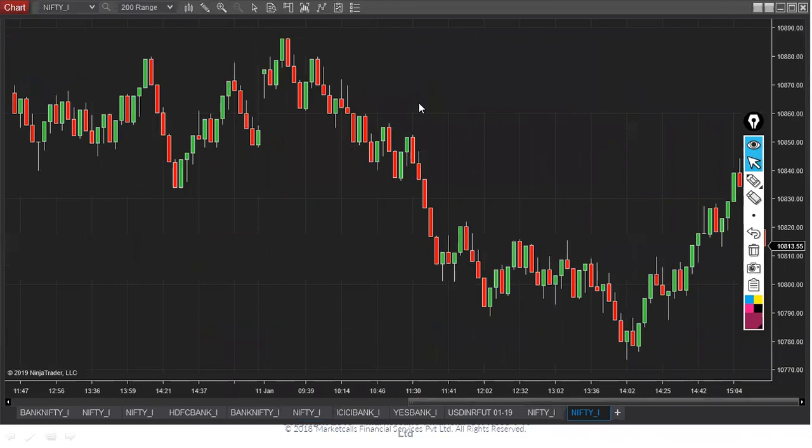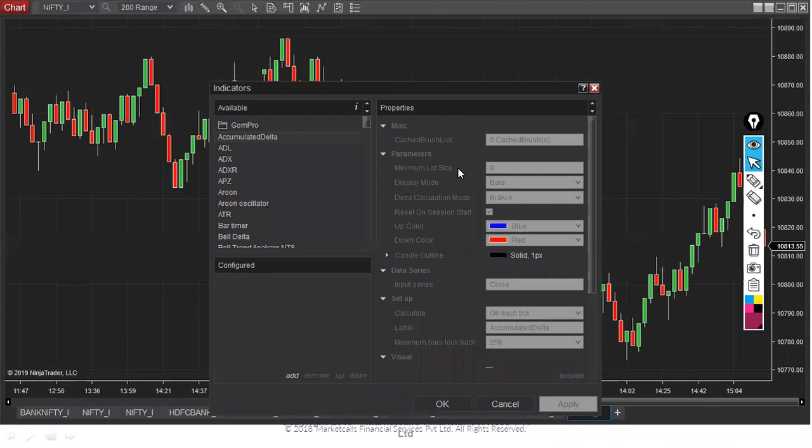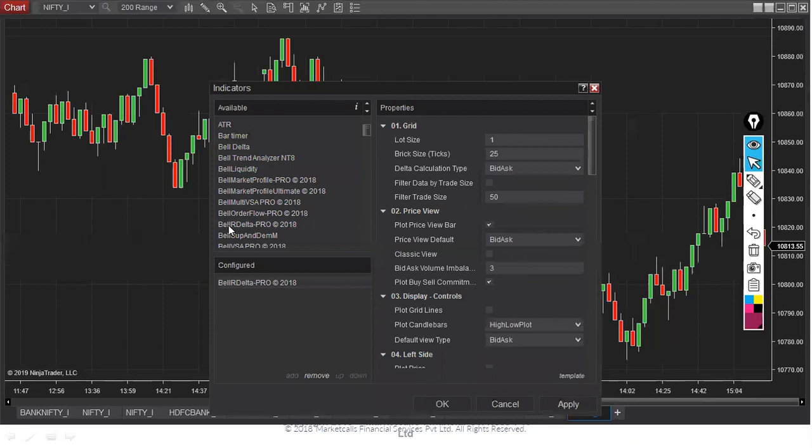So again, I'll go to indicators. I'll go and get R Delta Pro. Make this a TPO size of, the default tick size is 25. Can you use 20 or 25?